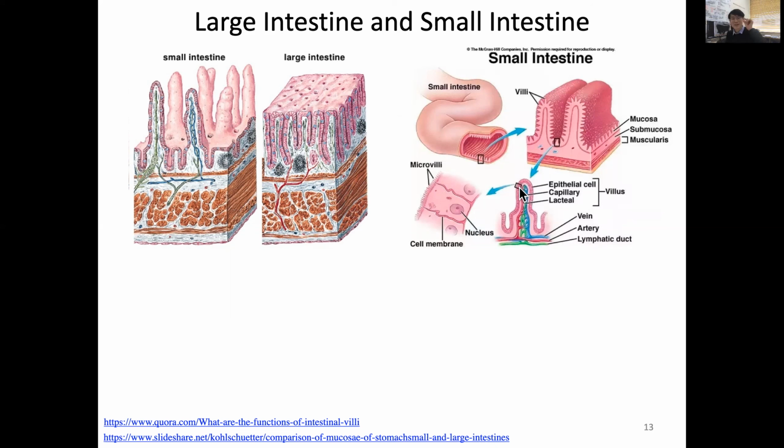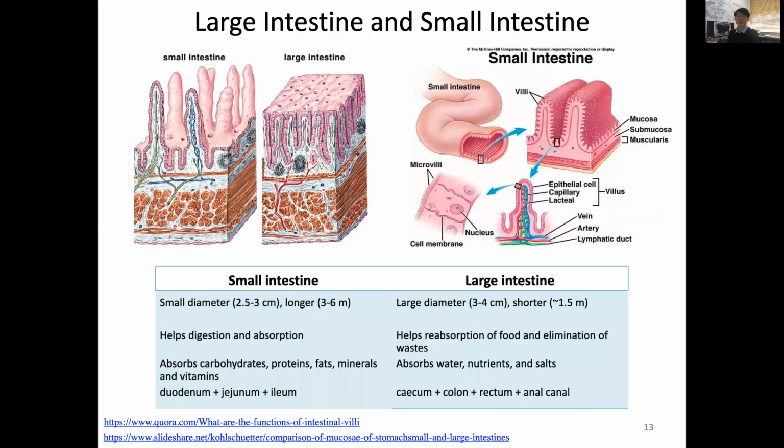And if you look at a single epithelial cell, the apical part is not smooth. It has, again, a lot of fine finger-like structures called microvilli, which effectively increase the surface area by 20-fold.